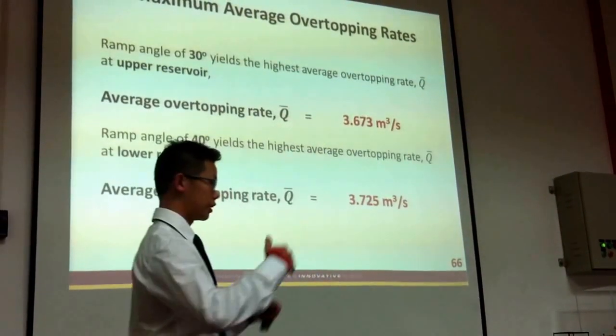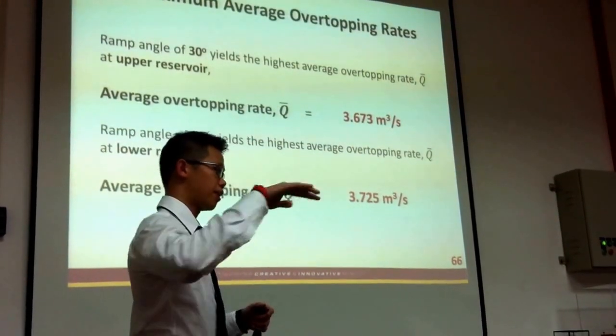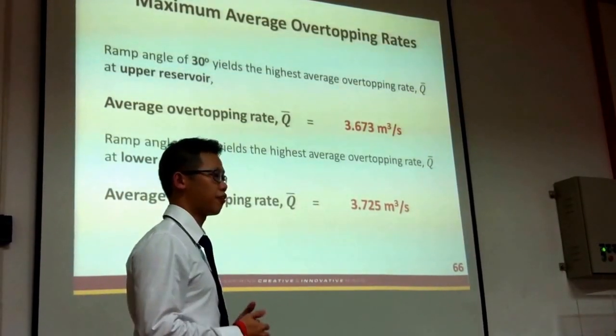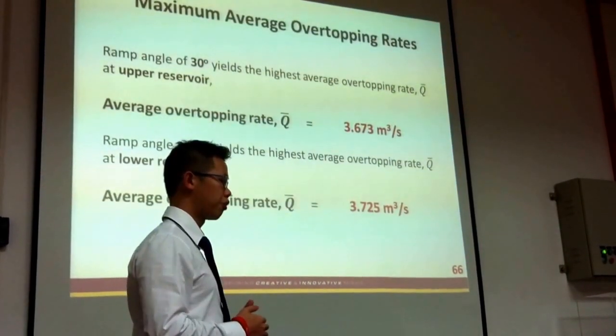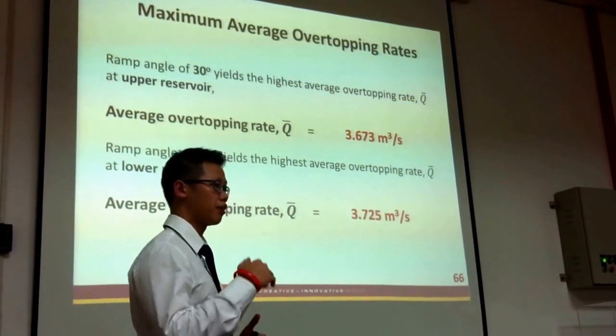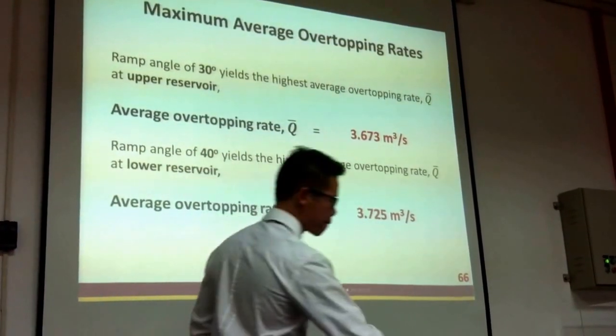So from this analysis, the highest average overtopping rate for the upper reservoir is for the ramp angle of 30 degrees, at a rate of 3.673 cubic meters per second. And the highest average overtopping rate for the lower reservoir is for a ramp angle of 40 degrees, at 3.725 cubic meters per second.